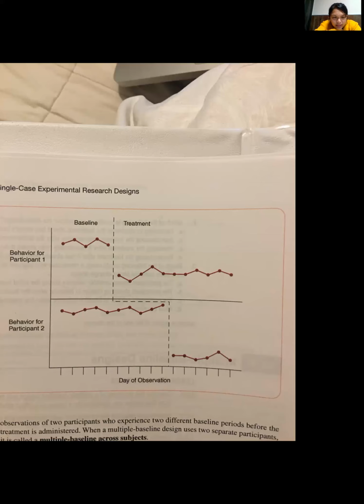So on the side of that graph, where it says behavior for participant 1 and behavior for participant 2, I think it would just be behavior number 1 and behavior number 2. Okay. Yeah, that's fine. Yeah, that should be good.